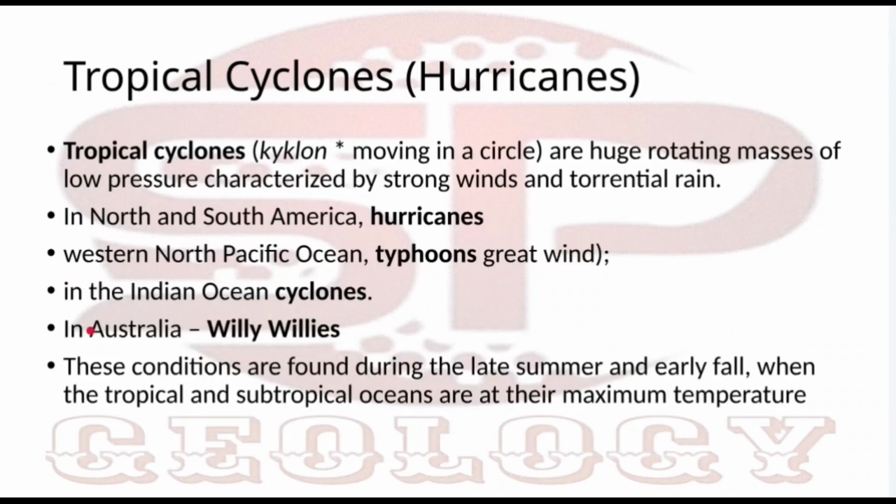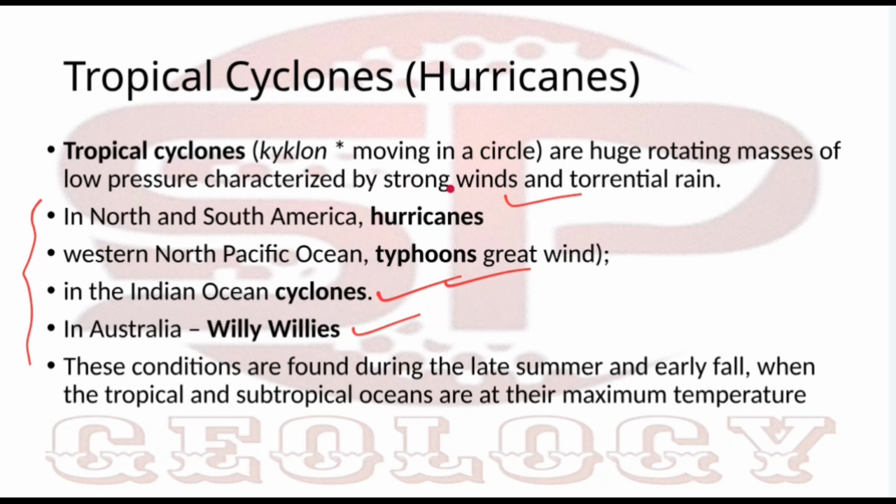Let's come to tropical cyclone. These are characterized by strong wind and rain. It is produced because of low pressure condition, and mostly the tropical cyclone always forms over the oceanic region. So it has different names. In South America it is called hurricanes. In North Pacific it is called typhoons, in the Indian Ocean it is simply called cyclones, and in Australia it is called willy willies. All are the same, only in different regions it is named differently.